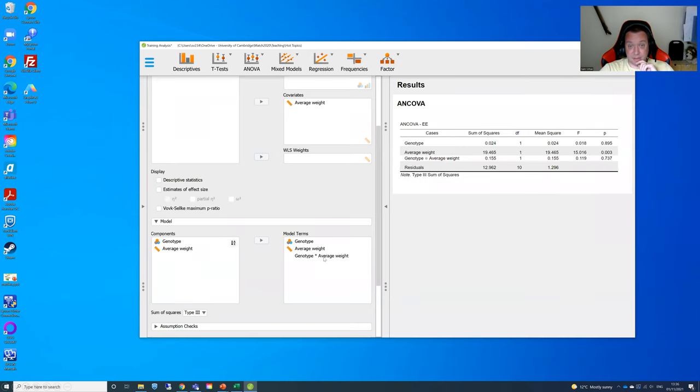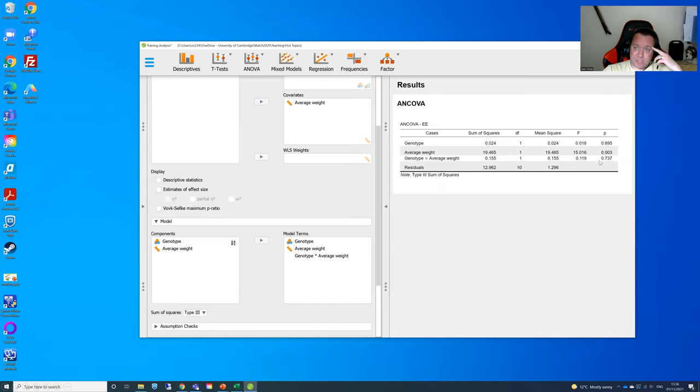But now we can add a third thing, which is both of them selected, click across, and it adds a genotype times average weight component to the model. This is no longer a valid ANCOVA. This is purely a method of testing whether your ANCOVA is valid. You should never have your genotype times average weight in the model for calculating those estimated marginal means.